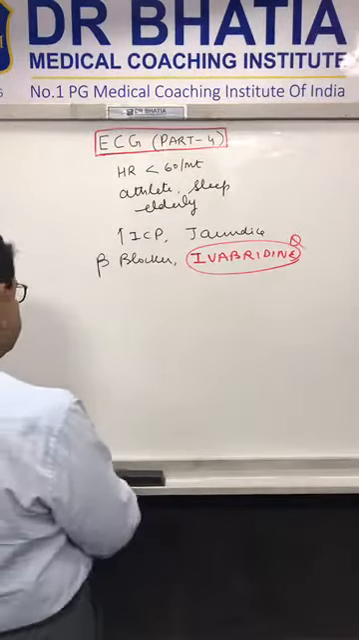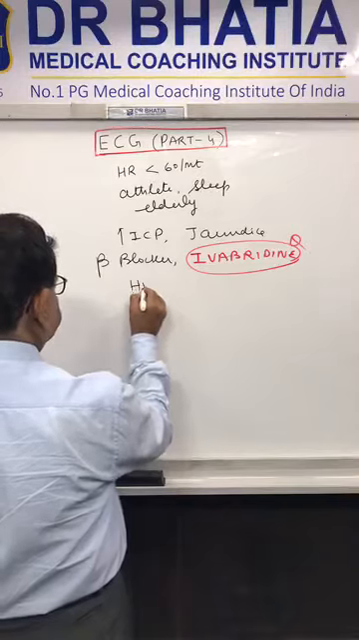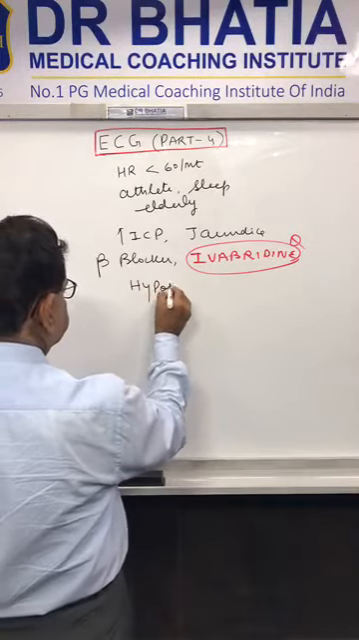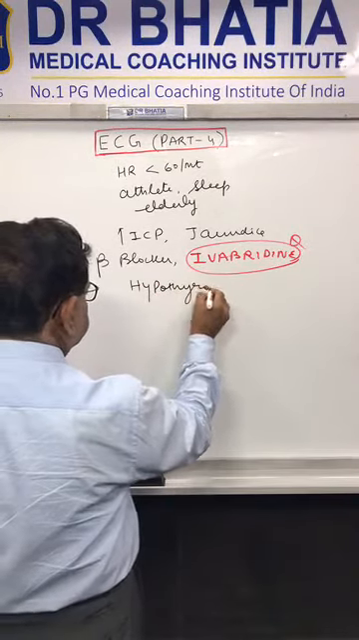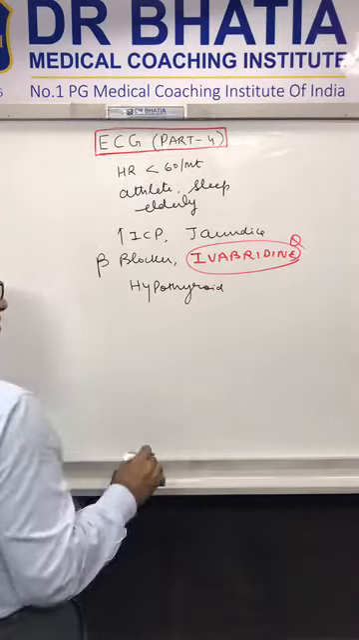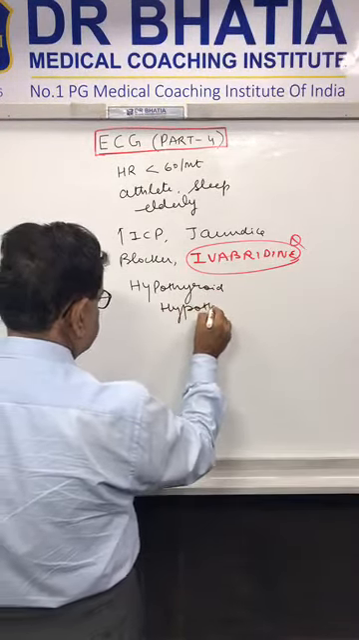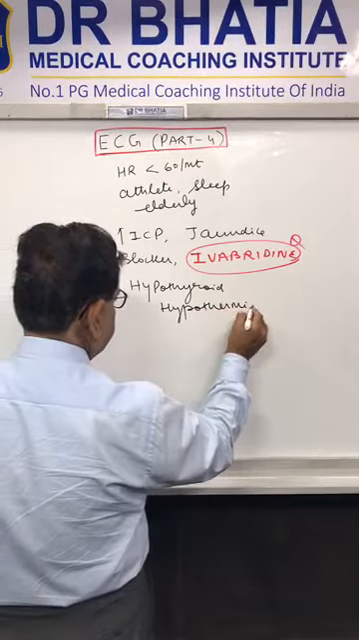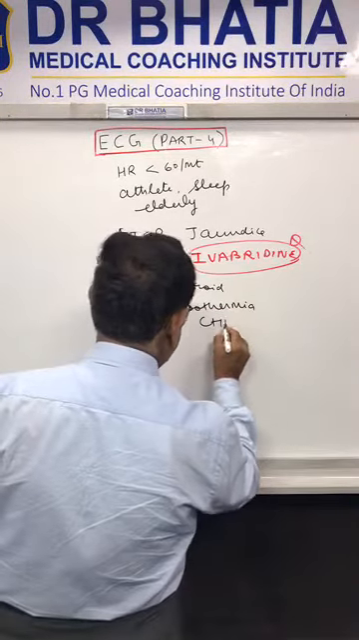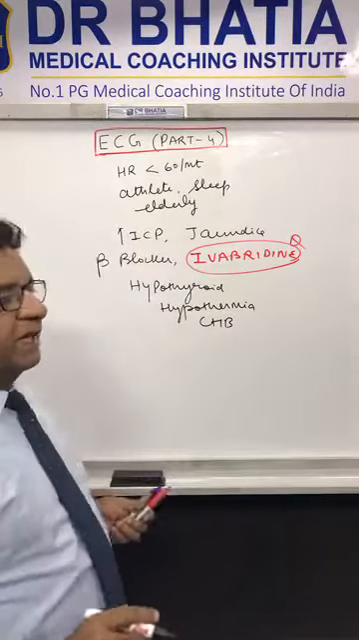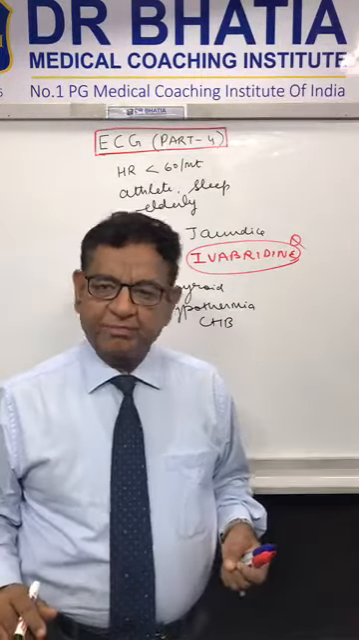Then hypothyroid, hypothermia, and of course complete heart block. These are some of the causes of bradycardia.